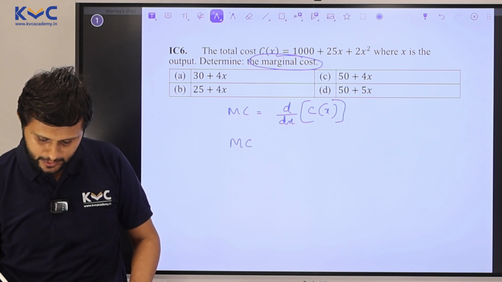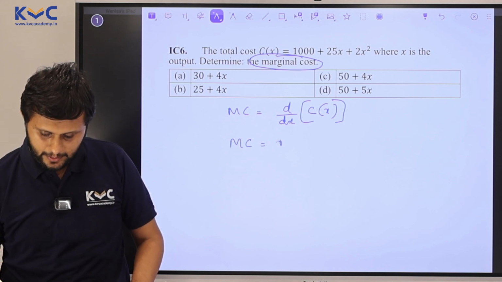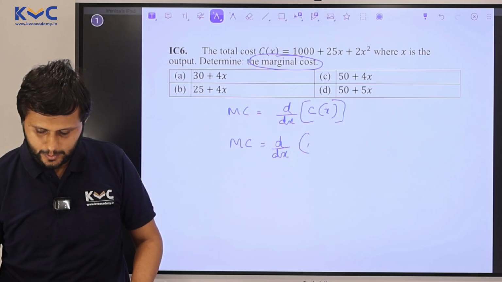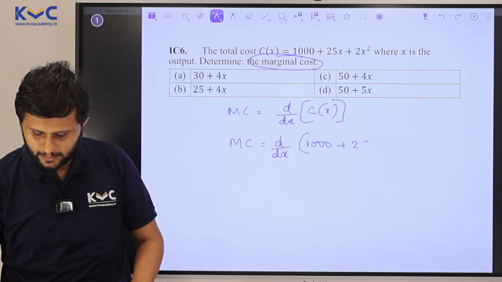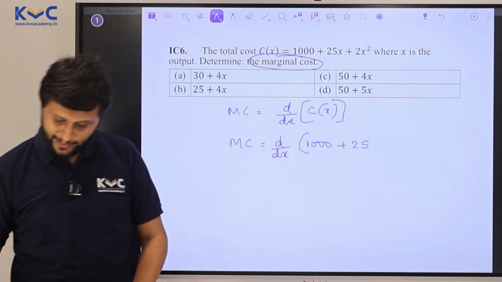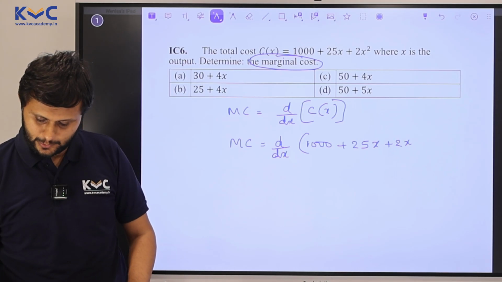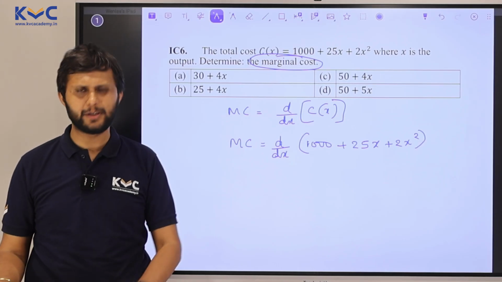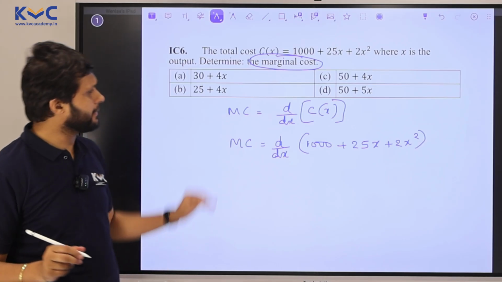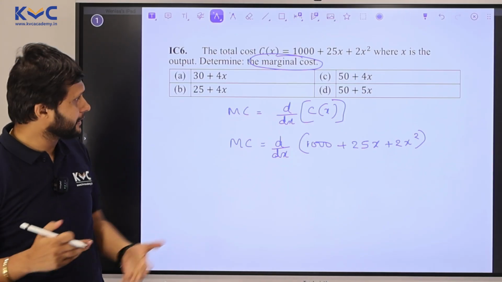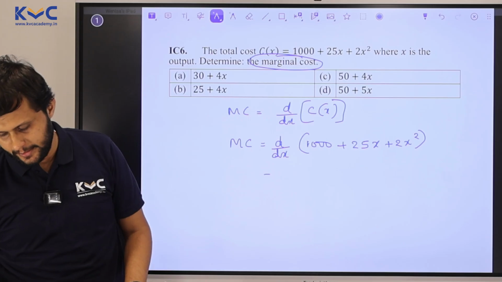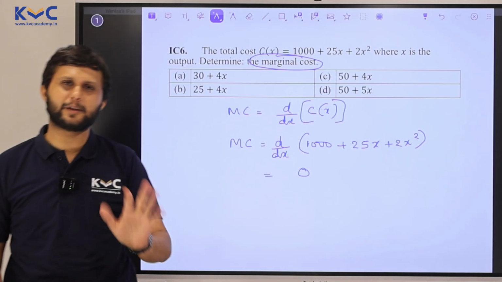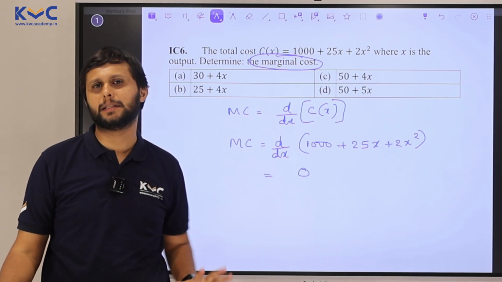So marginal cost is equal to d by dx of 1000 plus 25x plus 2x square. Okay, we have to differentiate this. First question, that's why I'm writing so much in detail. After this, directly from here on, I will differentiate. Differentiation of a constant is 0. Remember, differentiation of fixed cost is 0 only.